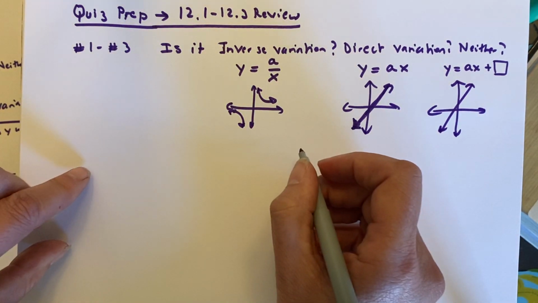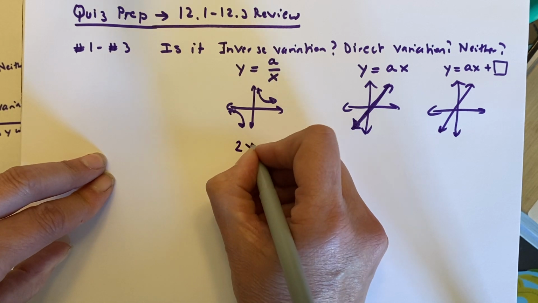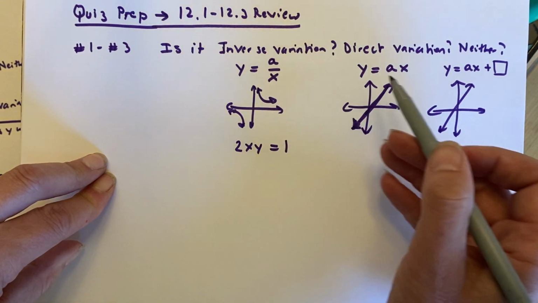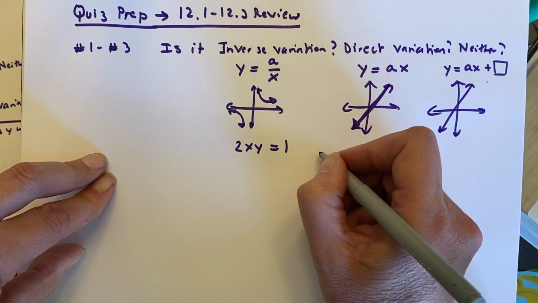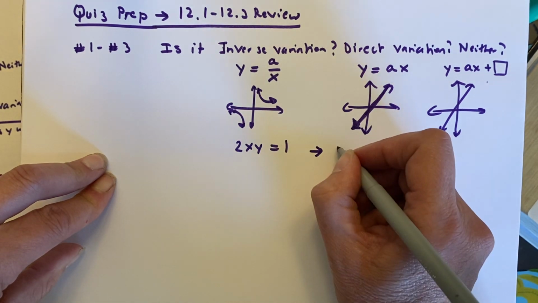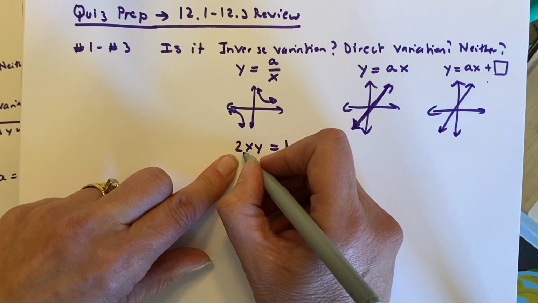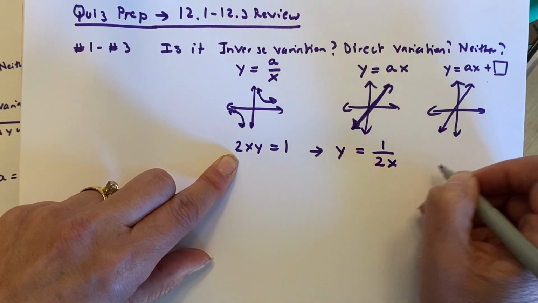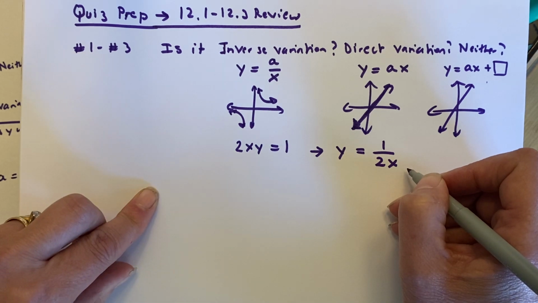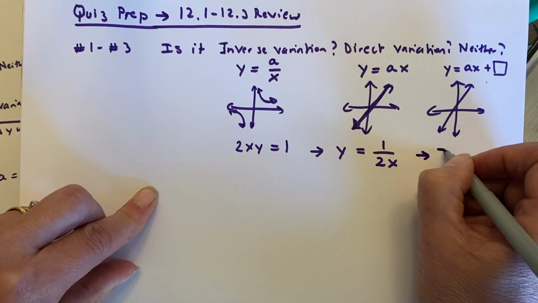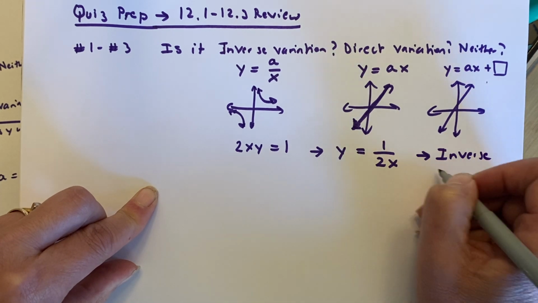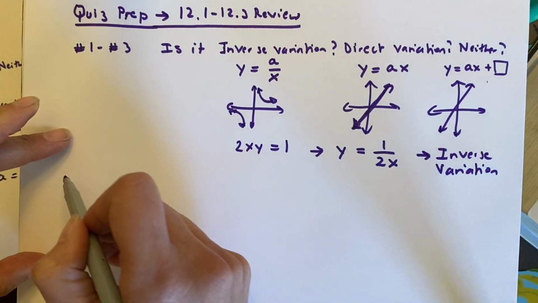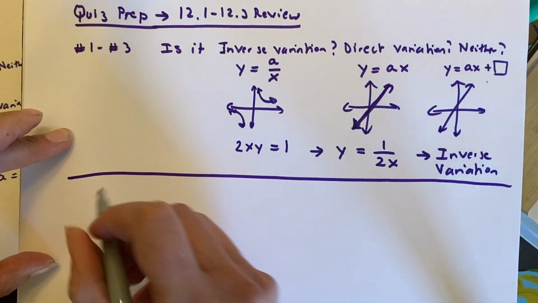All right, so a sample problem would be 2xy equals 1, and you're being asked, is it inverse, direct variation, or neither? Well, to do that, you have to set it in y equals form. So we're going to divide both sides by 2x, and we end up with 1 divided by 2x. Clearly here you can see x is in the denominator, and therefore this is going to be named inverse variation because that is the type of function it is. All right, so that's numbers 1 through 3.